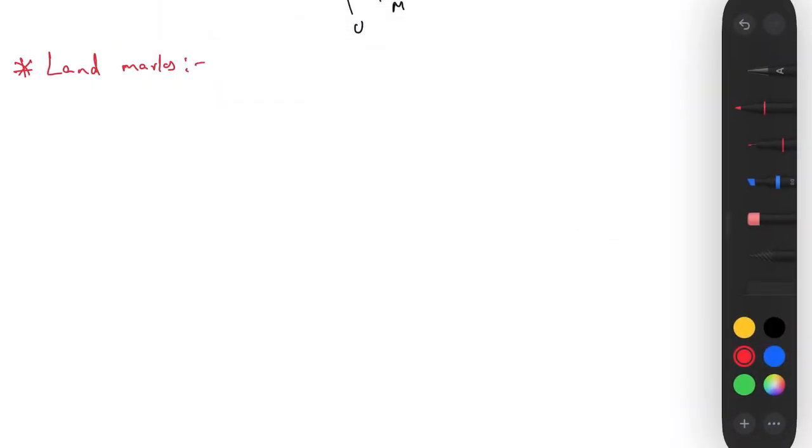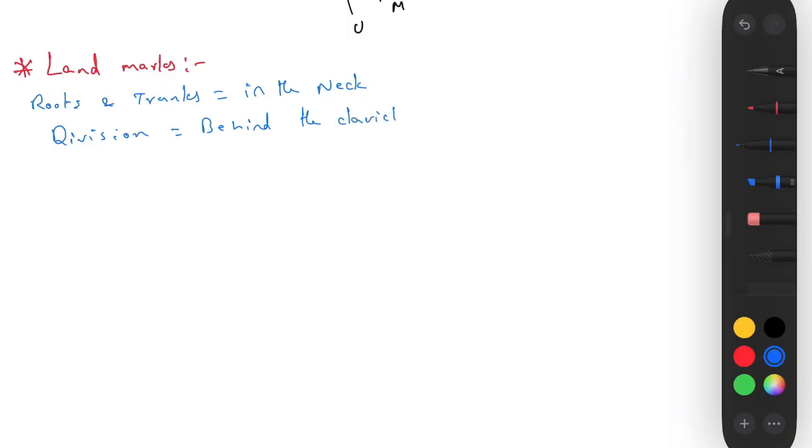In landmarks, first of all, we can check roots and trunks. These roots and trunks we can see in the neck. Divisions we can see behind the clavicle, and cords and branches we can see in the axilla or armpit.